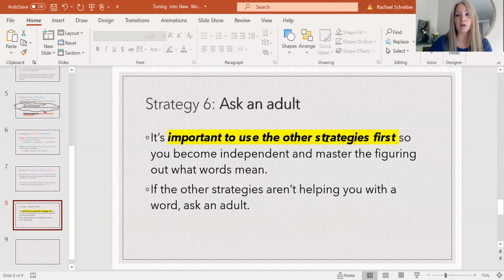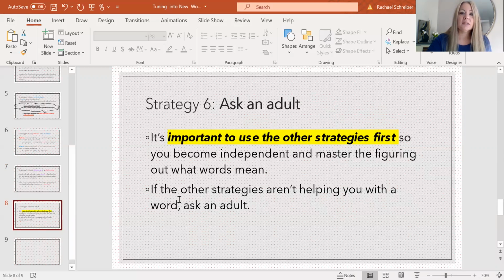You can always go back and reread to get back into the gist of the story if it takes you a while to figure out these words. But it's super important that you train your brain for all of these strategies to figure out these words, and pretty soon you'll do it in just a couple seconds. But if you ever get really stuck on a word, none of those strategies are working, then ask an adult.